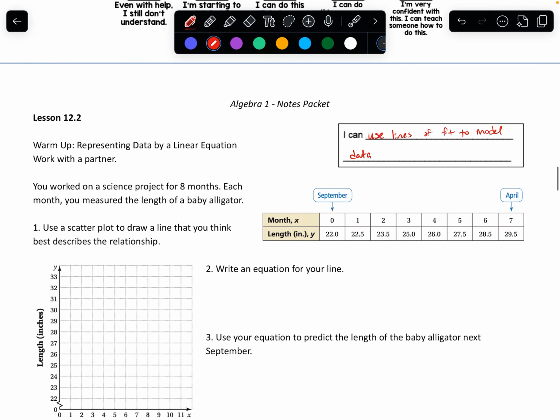Okay, so why don't you complete this warm up with the person next to you? And I know they may be at a different place, but most of you should be at the same spot for now. So work on this and we'll go over it in a little bit.